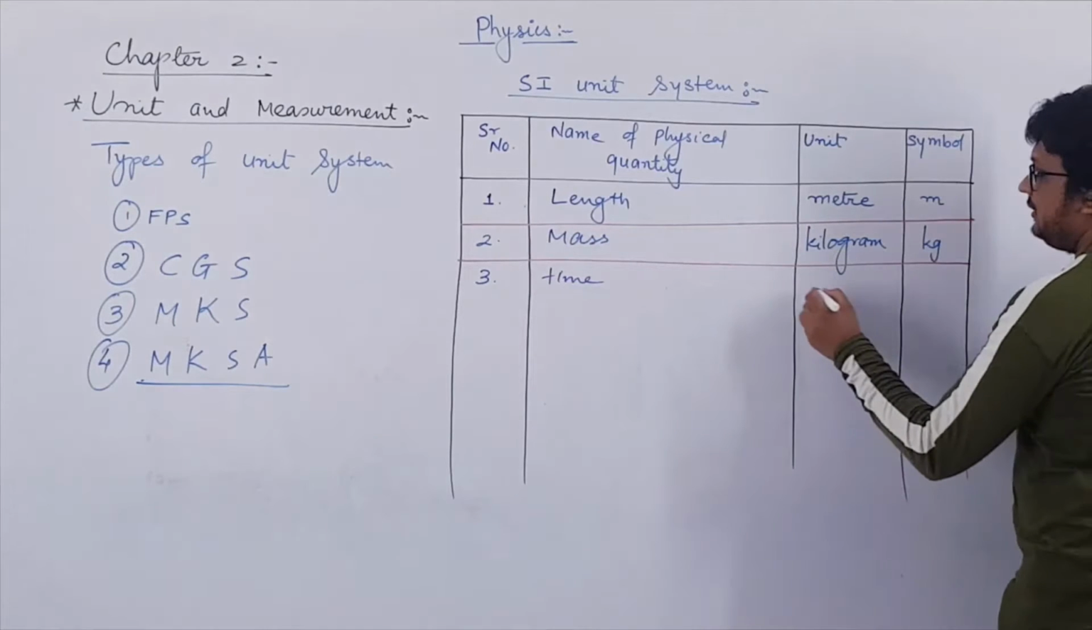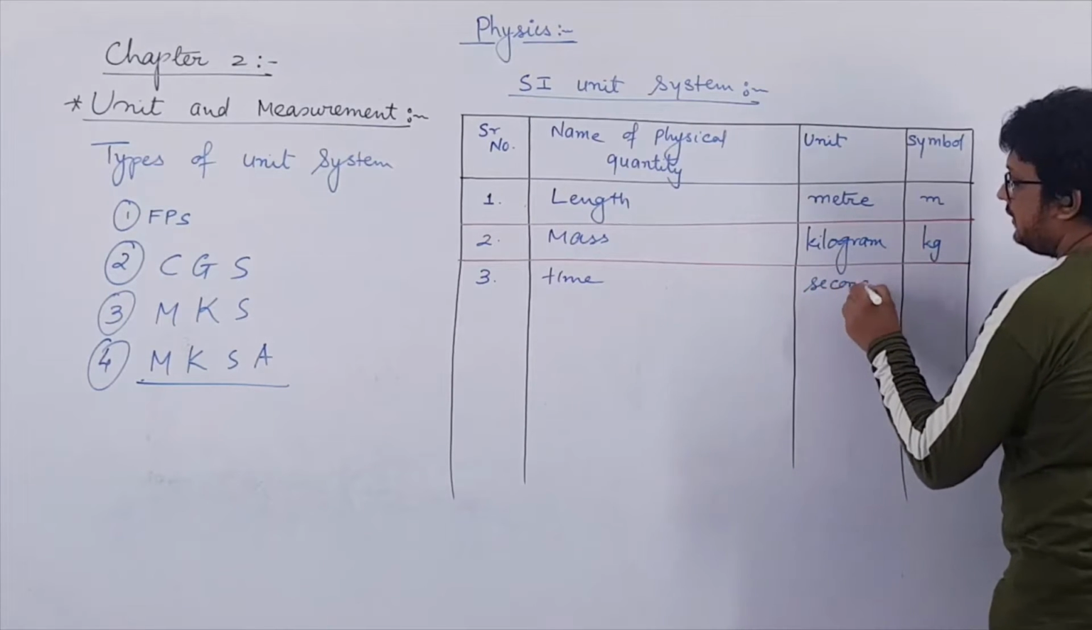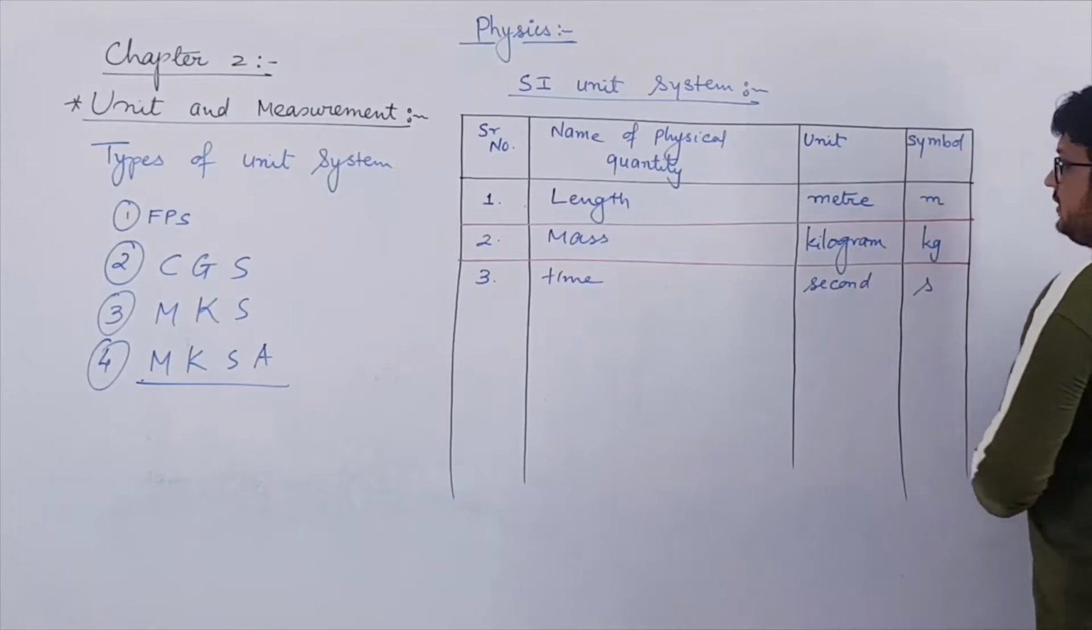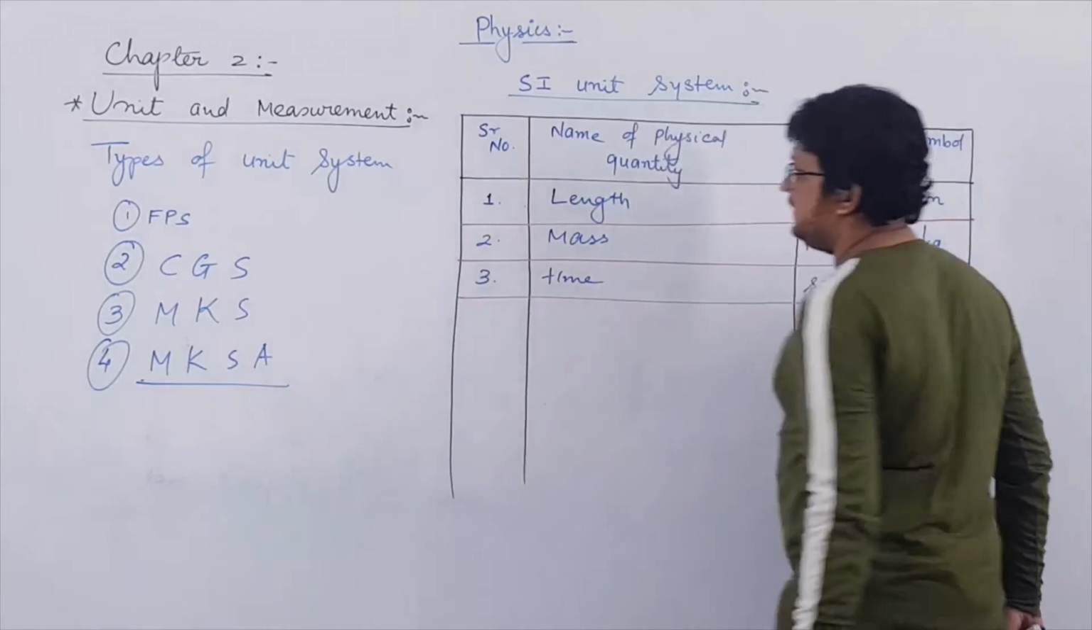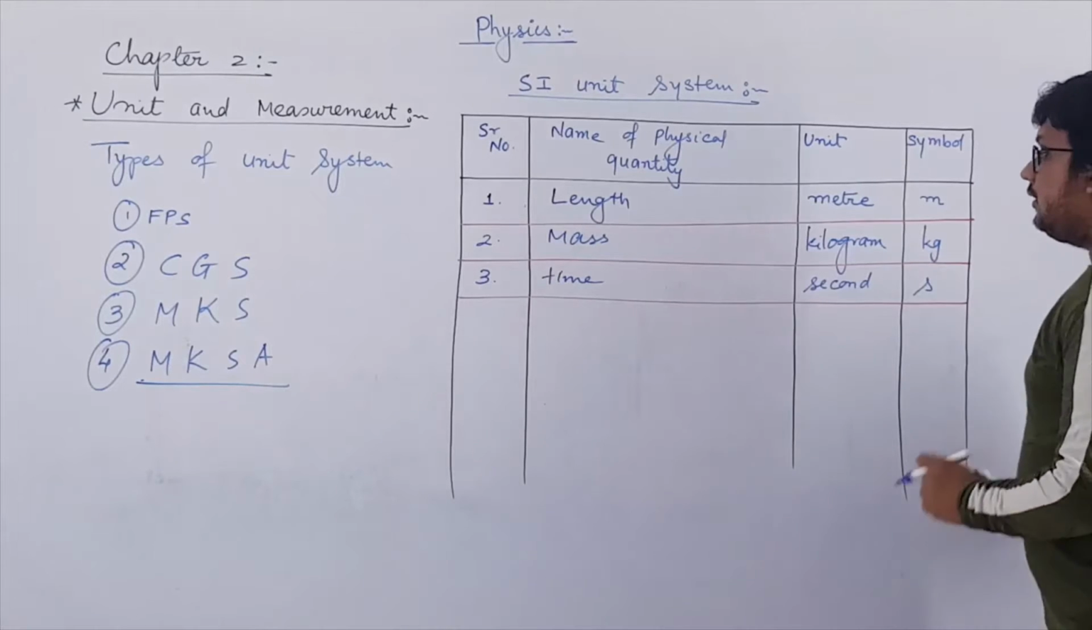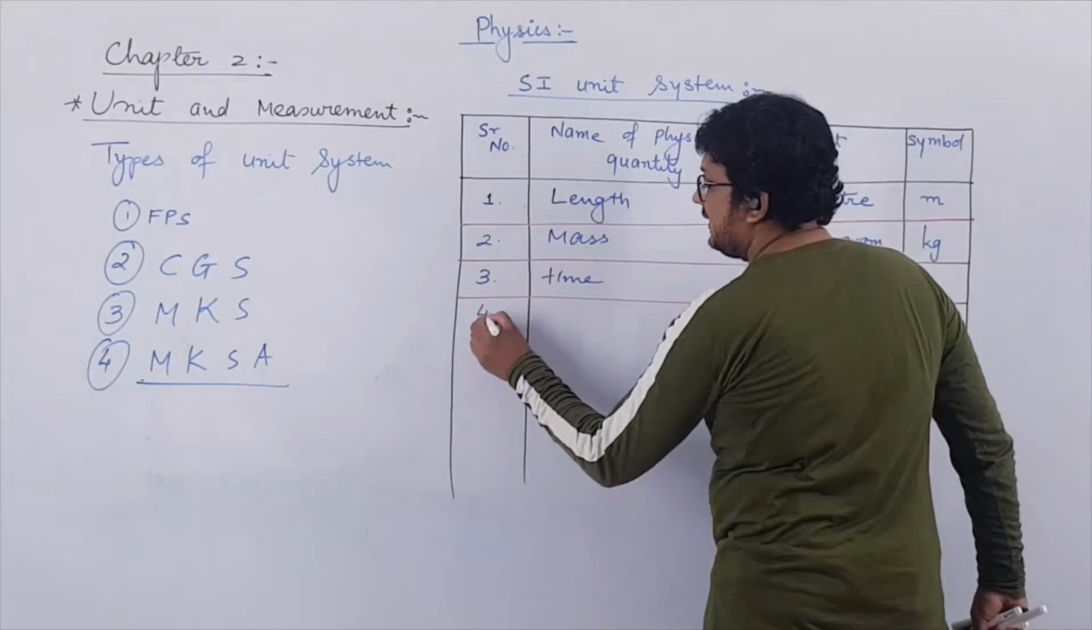Unit is second and symbol is s. So the third physical quantity is time, its symbol is s and the unit is second. The fourth one is electric current.